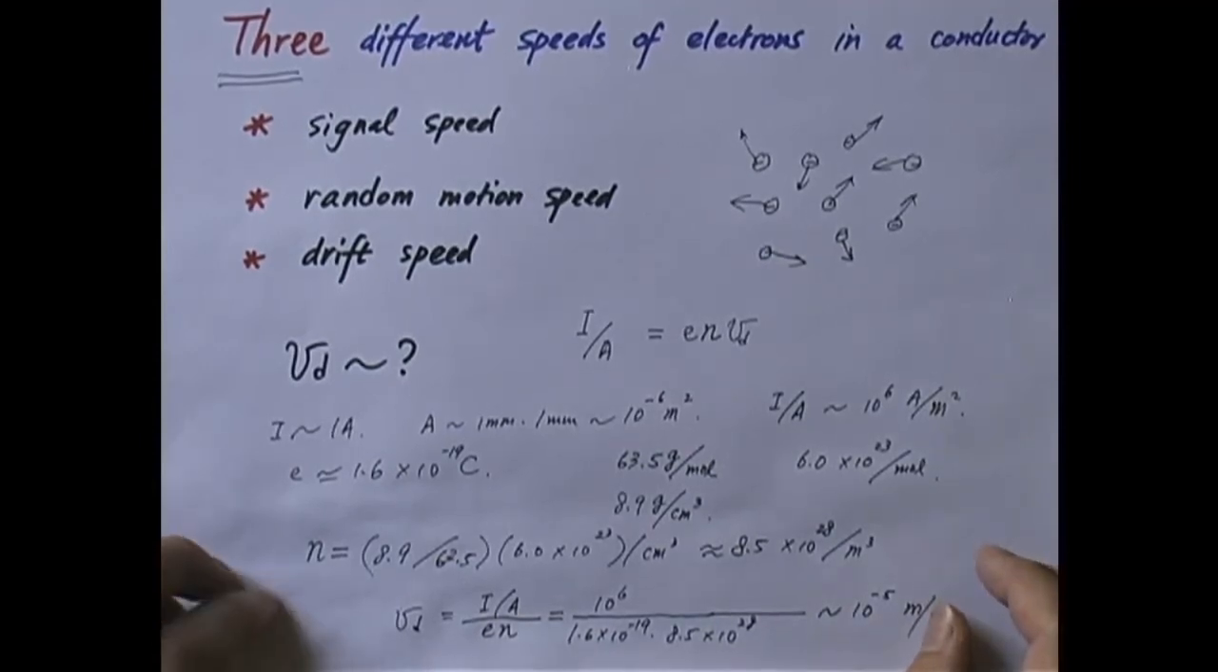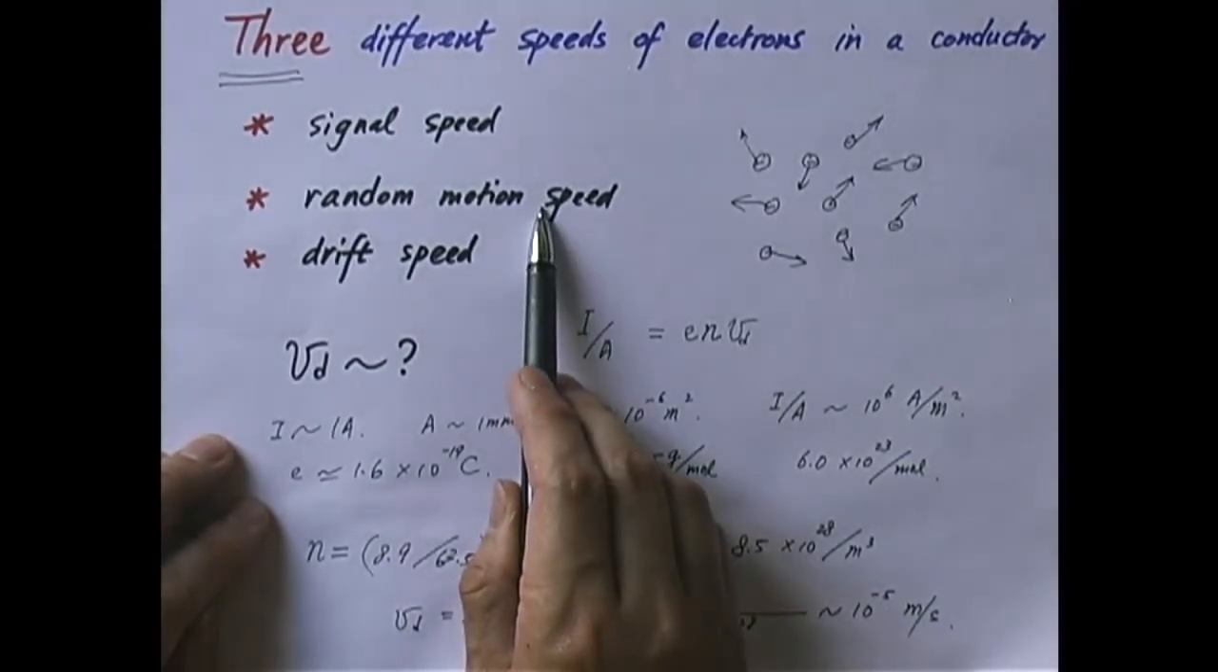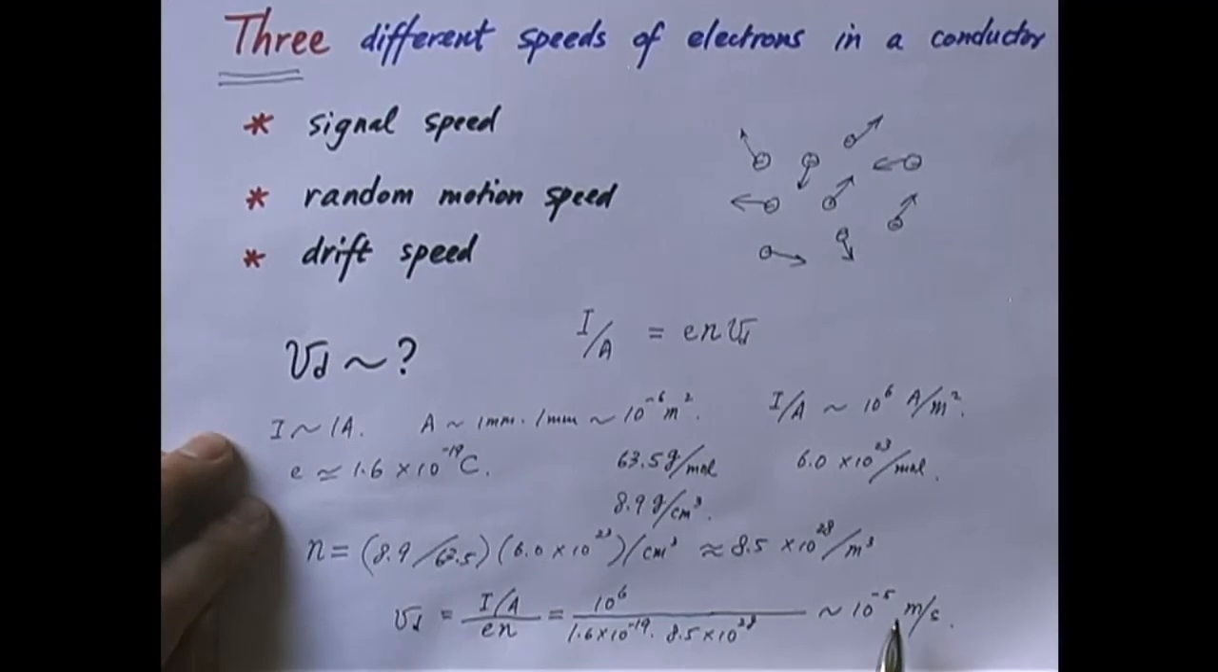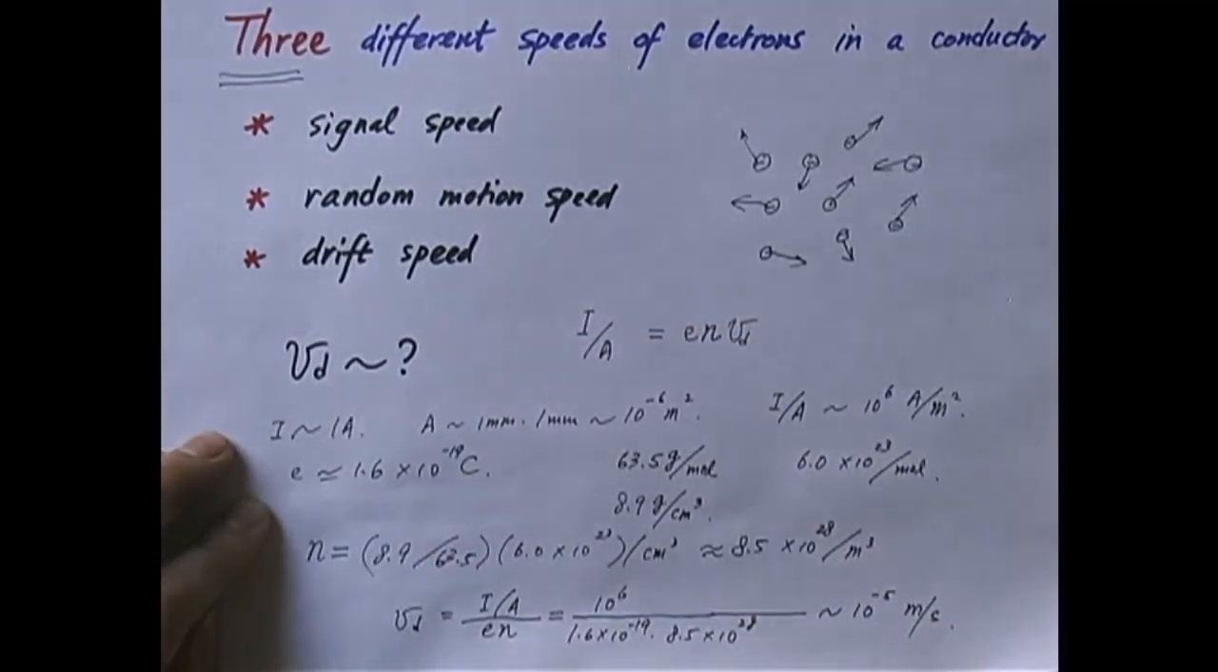Does that surprise us? It is a lot less than the random motion speed, which is several miles per second. Here it is less than a millimeter per second. If you want to crawl at this speed just a couple of centimeters, it's going to take you an hour, and it's even further less than the signal speed, which is the speed of light. How come such a very, very insignificant speed is responsible for the actual current that we can measure?